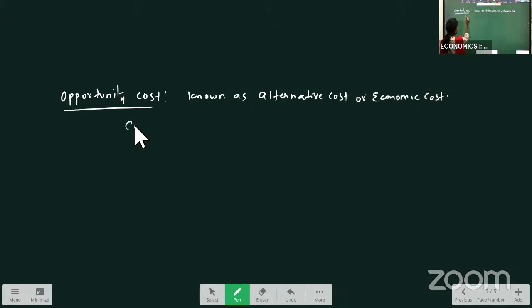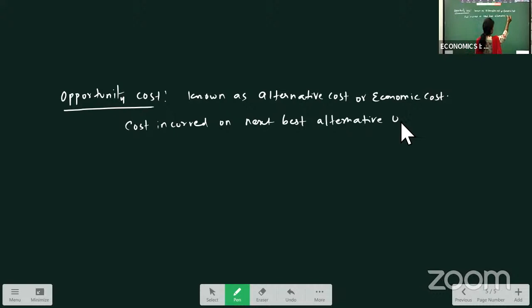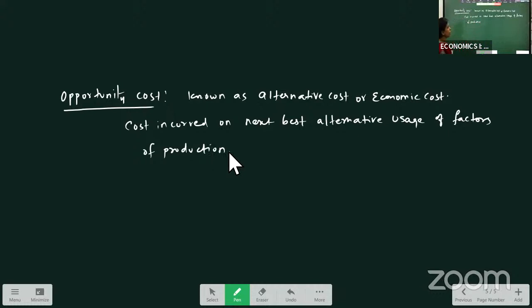So the cost which we incur on the next best alternative usage of factors of production. You can write it as the cost incurred on the next best alternative usage of factors of production. So what is an opportunity cost here? It is also known as alternative cost or economic cost. It is the cost incurred on the next best alternative usage of factors of production.